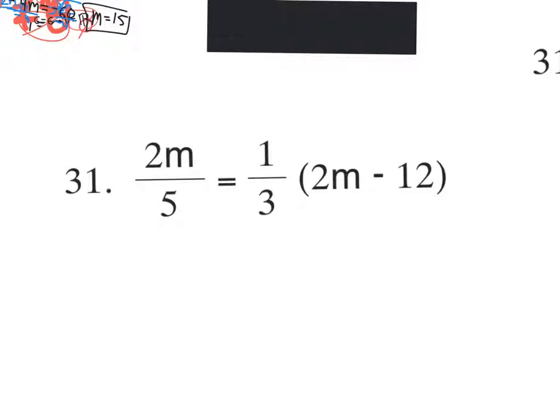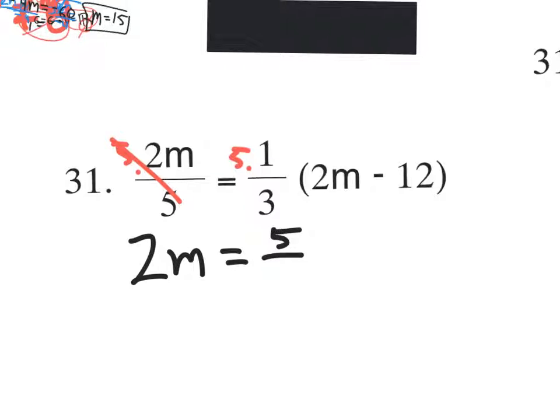So let's say you wanted to get rid of the 5 only. Times 5 cancels times 5. Now, this 5 right here does not cancel with the 3, so you actually have to multiply 5 times 1. Let me rewrite the whole thing. 2m equals 5 times 1 is 5 over 3, parenthesis, 2m minus 12. So you can get rid of one of them at a time if you'd like. It's also the same thing, right? Or you get to the same answer anyway.